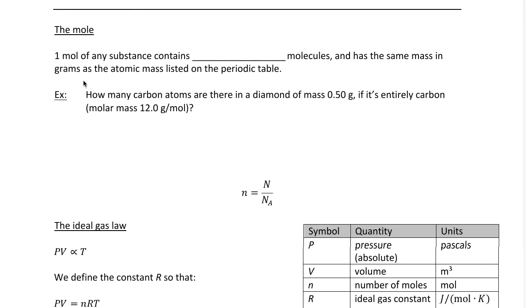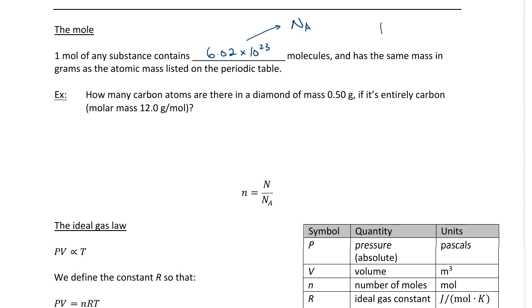1 mole of any substance contains 6.02 times 10 to the 23 molecules of that substance, and we call this number Avogadro's number, capital N sub A. And 1 mole has the same mass in grams as the atomic mass listed on the periodic table.